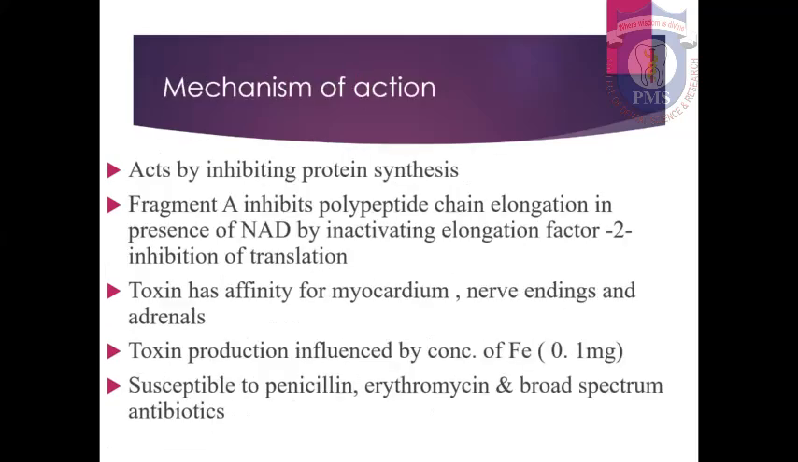Coming on to the mechanism of action of diphtheria toxin, which is very important in pathogenesis, this toxin acts by inhibiting protein synthesis. How does this happen? Fragment A of this toxin inhibits polypeptide chain elongation in the presence of NAD by inactivating elongation factor 2, thereby inhibiting translation. This toxin has affinity for myocardium, nerve endings, and adrenals. Toxin production is influenced by the concentration of iron, that is 0.1 mg. The organism is susceptible to penicillin, erythromycin, and broad-spectrum antibiotics.